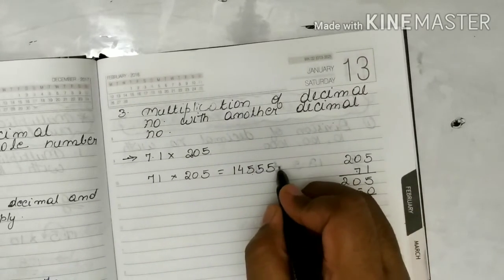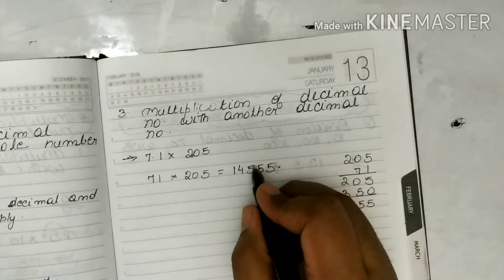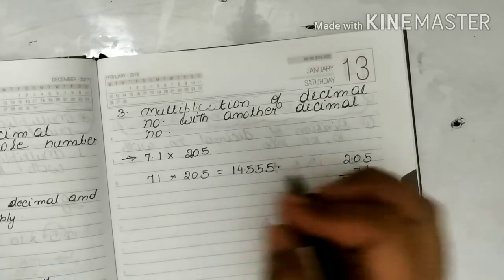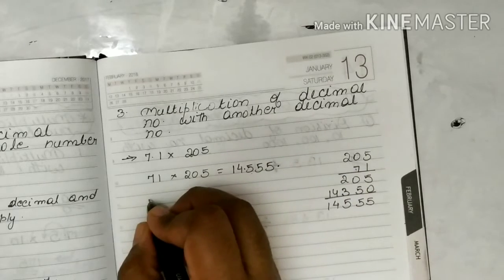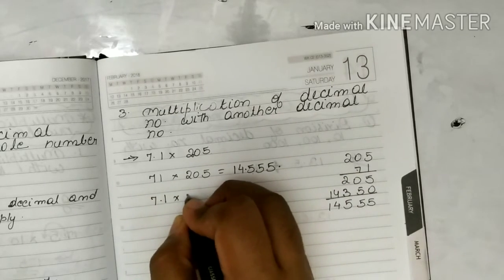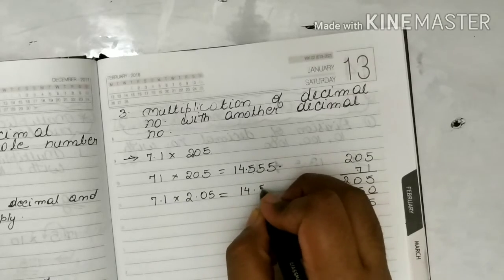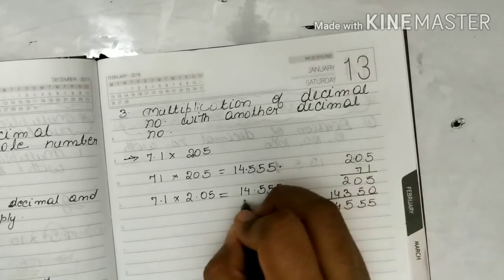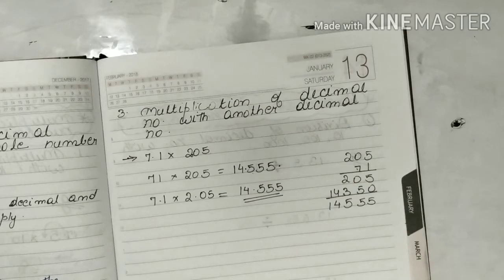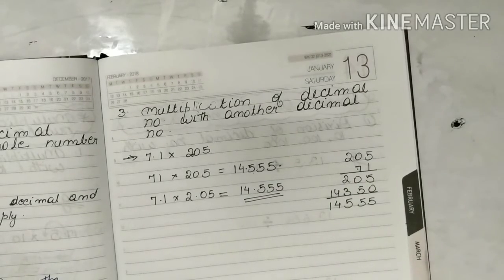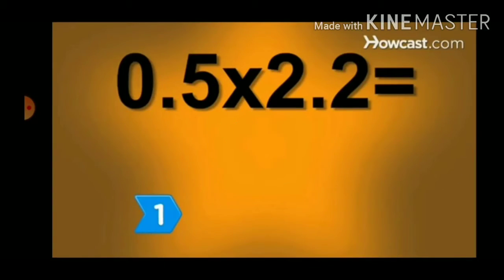So if the point is here, it will move thrice and the answer will come here. So the answer will be 7.1 into 202.05, which will be equal to 14.555. Right? I hope you understood. Okay. Now let's see another example of multiplication of 2 decimal numbers.